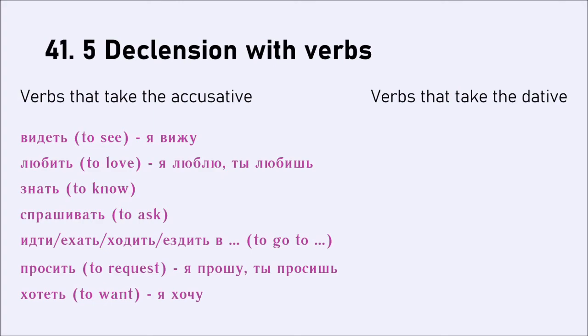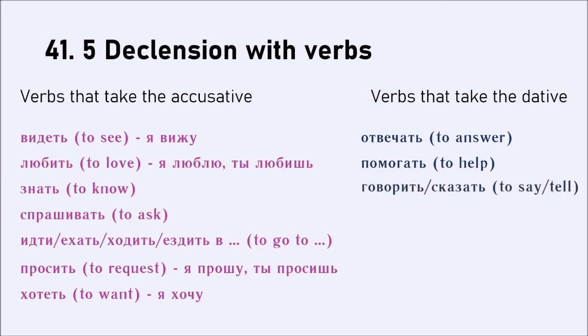What about verbs that take the dative? Well, for example, as we've seen, отвечать, to answer, or помогать, this means to help. You always help to someone, okay? Я помогаю тебе. Я помогаю маме, okay? Говорить or сказать. Говорить is just the imperfective, сказать is perfective, and that's to say or to tell. Again, the dative. Звонить, this is to call by telephone. Again, you call someone in the dative. Звонить тебе, звонить ему, звонить другу.